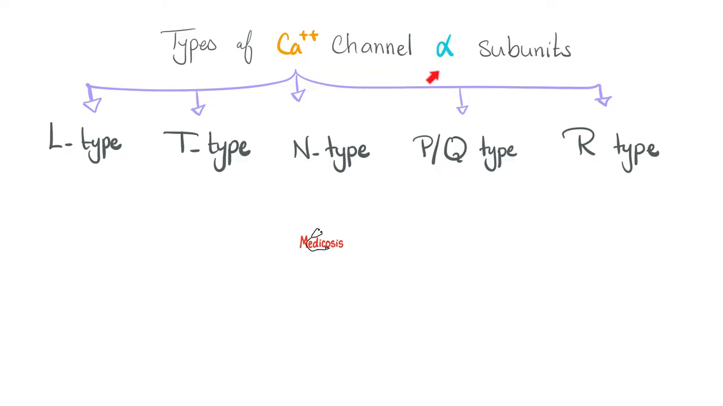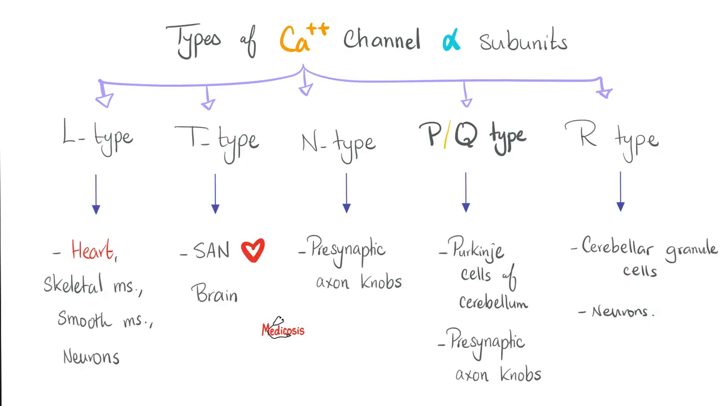Speaking of calcium channels, how many types are there? There are a bazillion types of calcium channels. Here are the most common ones. We have the L type, the T type, the N type, the P/Q type, and the R type. The L type is in the heart, some skeletal muscles, smooth muscles, and neurons. T type is in the SA node of the heart. It's also in the brain. The N type is in the presynaptic axon knob. The way I remember this is that the N is in the axon terminalis. Then the P/Q type, we find this in Purkinje, P for Purkinje, and we also find them in the presynaptic axon knobs. Then the R type is in the cerebellar granular cells and in other neurons.